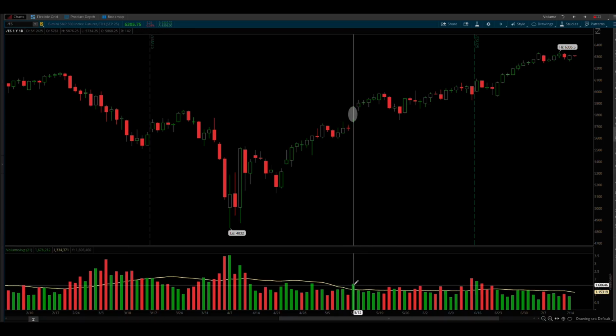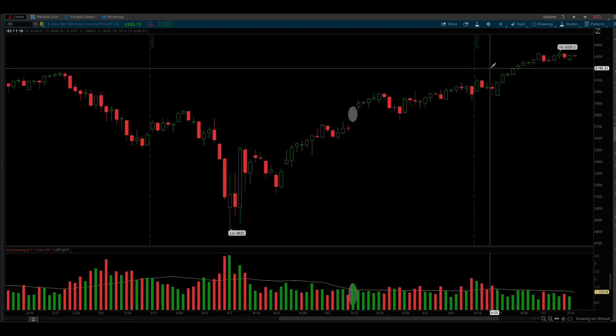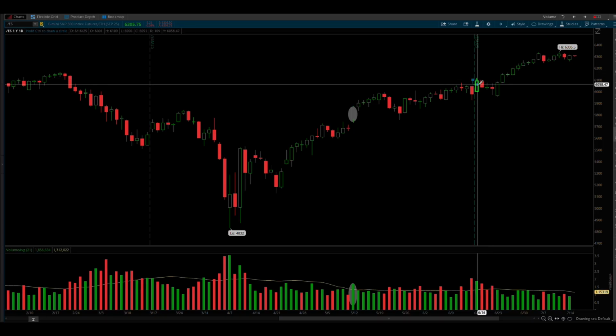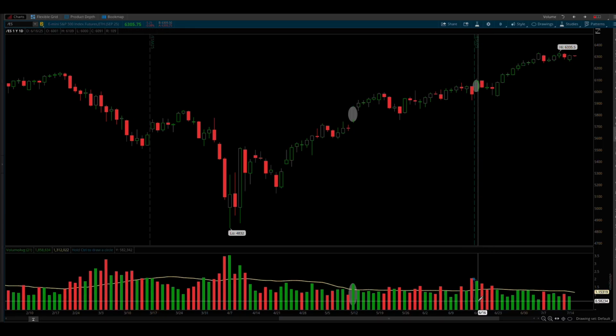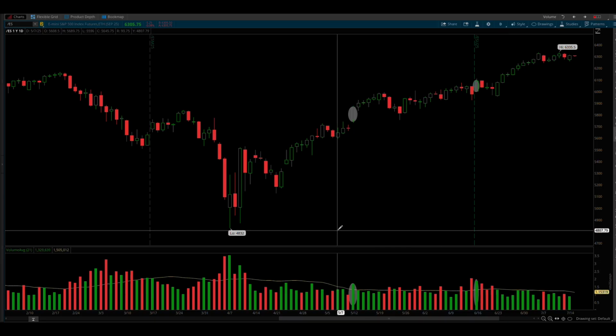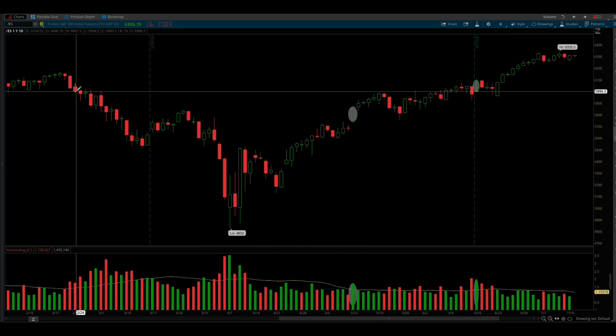I get my oval thing. So using that as a breakout, using this one as a breakout. I'm just looking for examples on the chart. I mean, you can use this for everything.